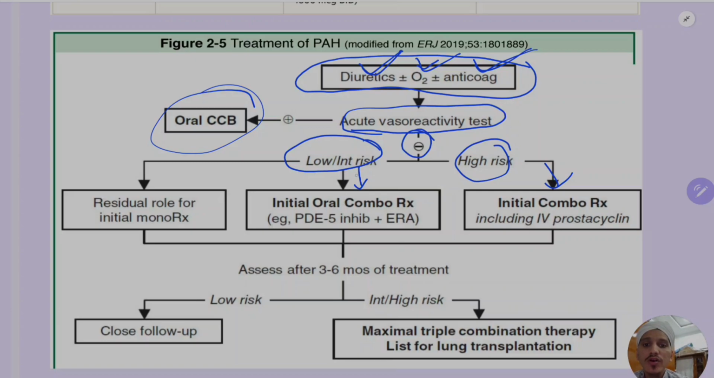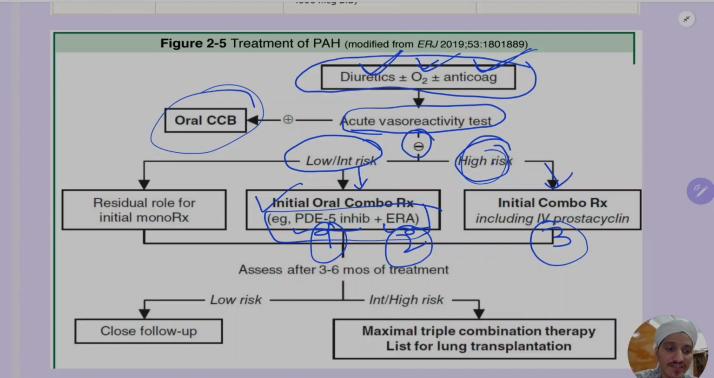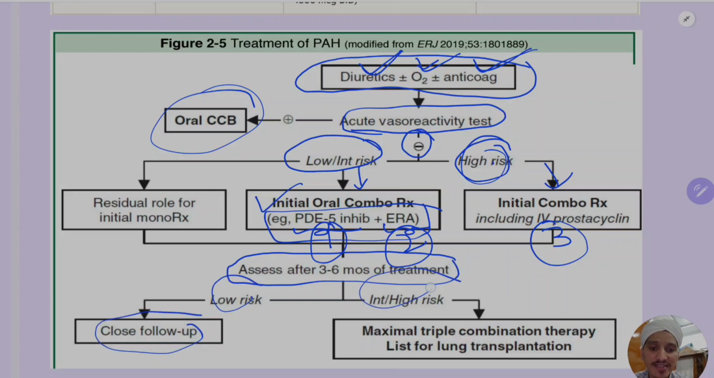Lower intermediate risk, you will start with an initial oral combo of phosphodiesterase 5 inhibitor and endothelin receptor antagonist, so dual therapy. If the patient is high risk, then initial combo treatment should include the phosphodiesterase inhibitor, endothelin receptor antagonist, along with IV prostacyclin, or you can also give treprostinil by inhalation route. This is one more type of prostacyclin which can be given by inhalation. Then assess the response for 3 to 6 months. If low risk, follow up the patient. If intermediate to high risk, maximal triple combination therapy, and a time will come when this drug therapy will also fail. Then you can plan those patients for lung transplantation.